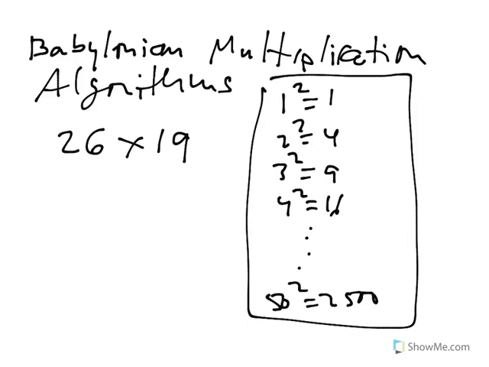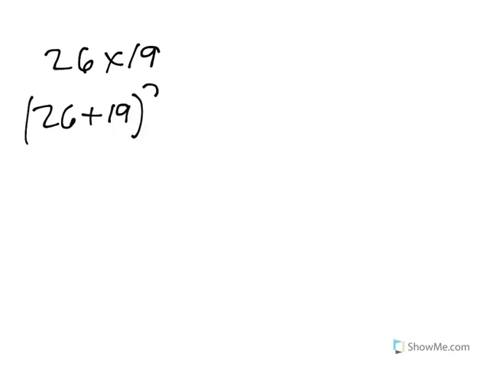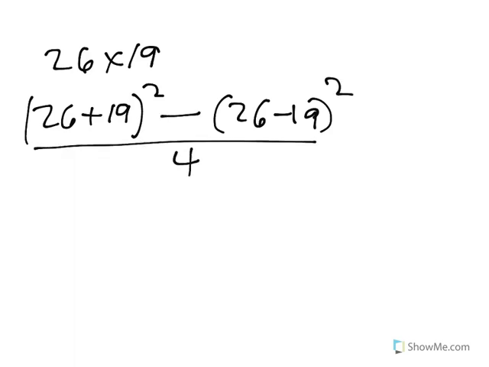There are two ways that you can multiply 26 times 19. The first algorithm I'll show you is to add the two numbers together, square that answer, subtract the two numbers, square that answer, subtract these two answers, and divide by 4. Let's see if that works.